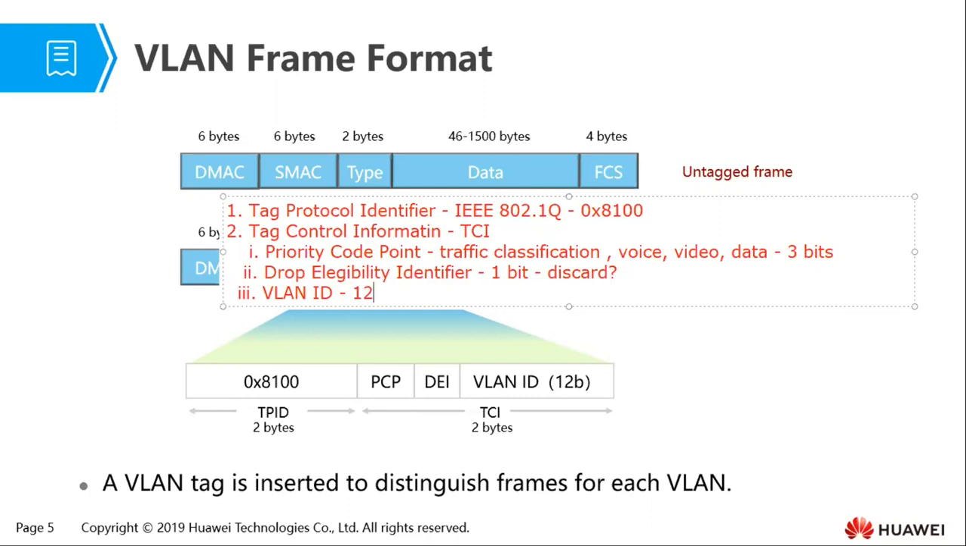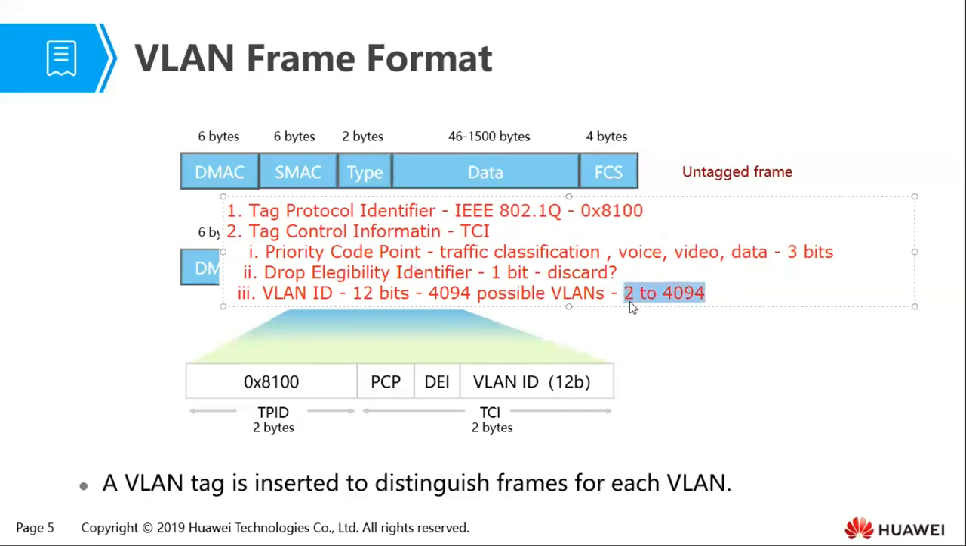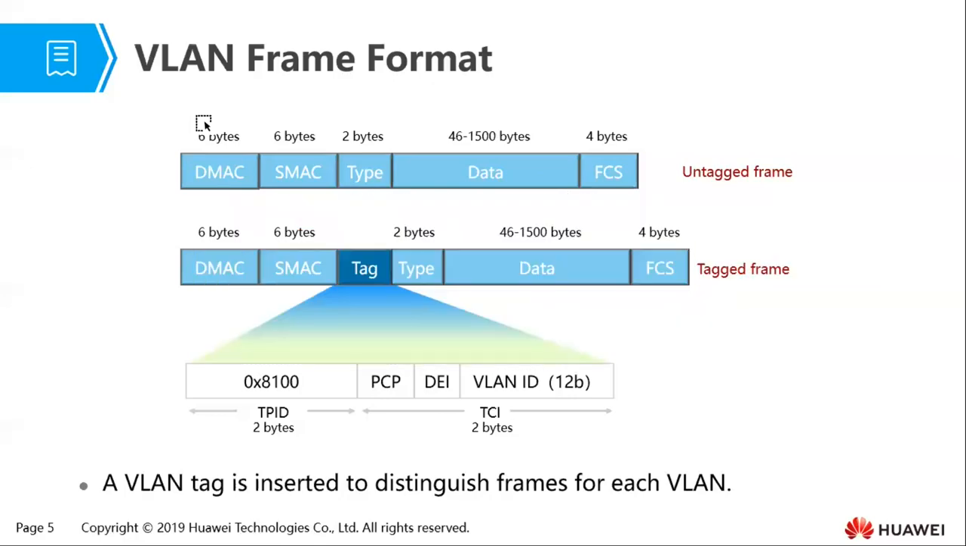Then the VLAN ID, on the other hand, is 12 bits. So it gives us a total of 4094 possible VLANs. Now, generally, all the interfaces on a switch will belong by default to VLAN 1. So you can create all the way from VLAN 2 to VLAN 4094. That is what the VLAN ID will store: the identifier of the VLAN. And it can be a value within the range that I've just told you. Okay, let's move on. Anyone with a question?